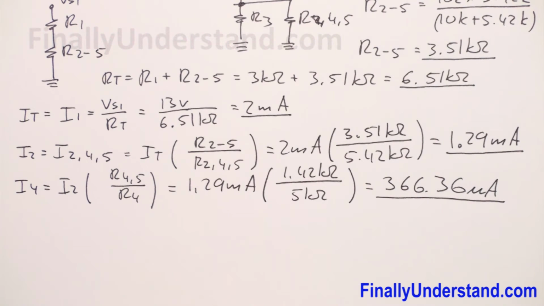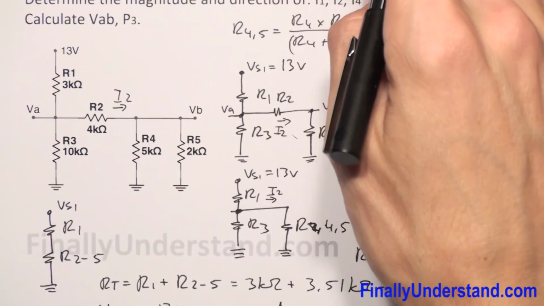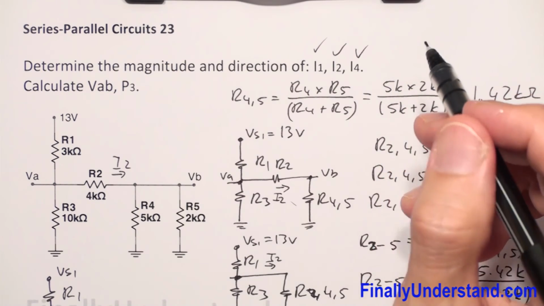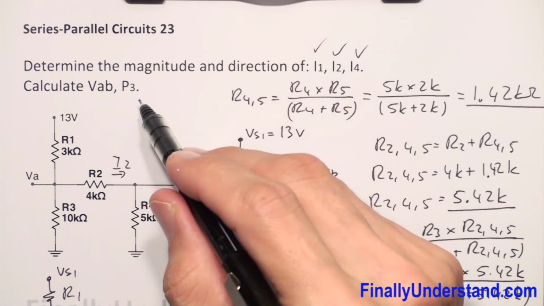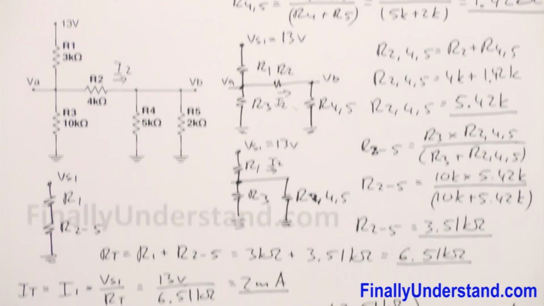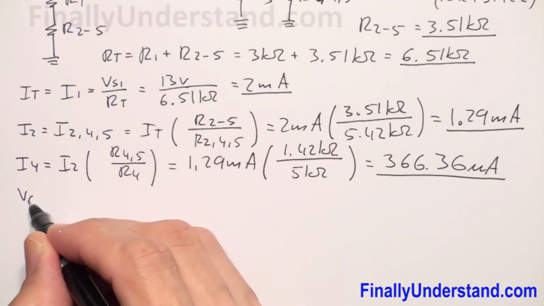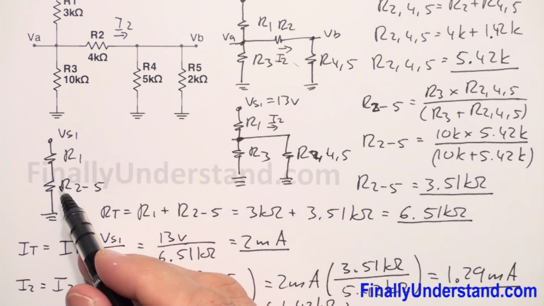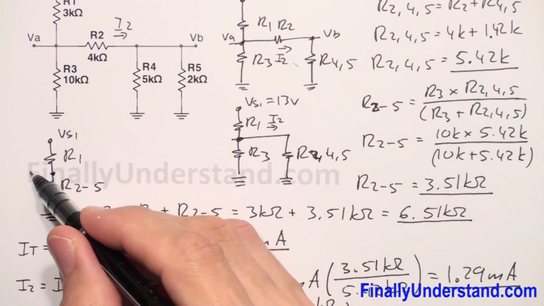If you found this current using a different way and your answer is a little bit off, but very close to this one, it means you are doing a good job. Okay, so let's do the next one. We found I4, and now we're supposed to find the voltage VAB. First of all, we're supposed to find voltage VA, and in order to find VA, we're supposed to look at this diagram. This is going to be my VA.